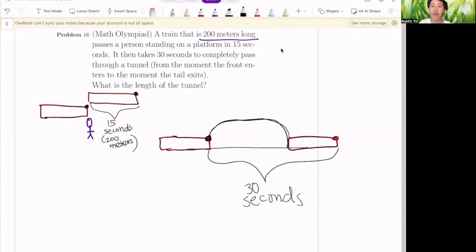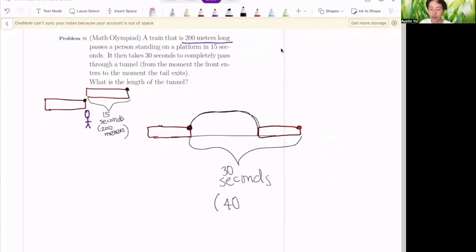Well, we know that 30 seconds is exactly 2 times as much as 15 seconds. So if the train takes 15 seconds to travel 200 meters, then it should travel 400 meters in 30 seconds. And since we are counting the length of the train, which is 200 meters, all we have to do is subtract 200 from 400 to get the length of the tunnel, which is 200 meters. And 200 meters is your answer. And that is how you do problem 16.